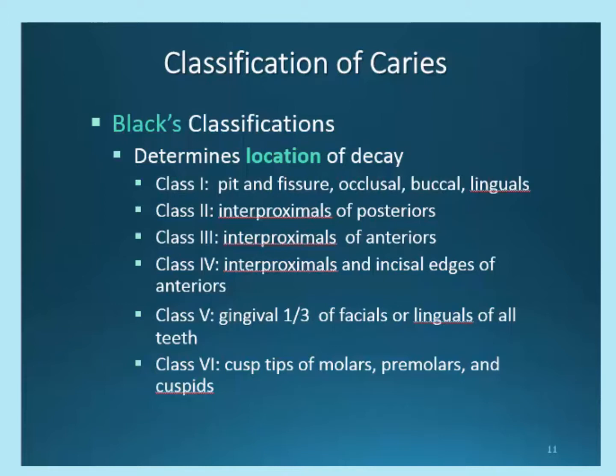A lesion that has invaded the incisal edge and the interproximal surface of an anterior tooth may be classified by this classification. And Class 5 is referred to as cervical areas of the teeth, and Class 6 involves the coronal part of the teeth. These classifications are best used in dental charting, more so than radiographic interpretation.